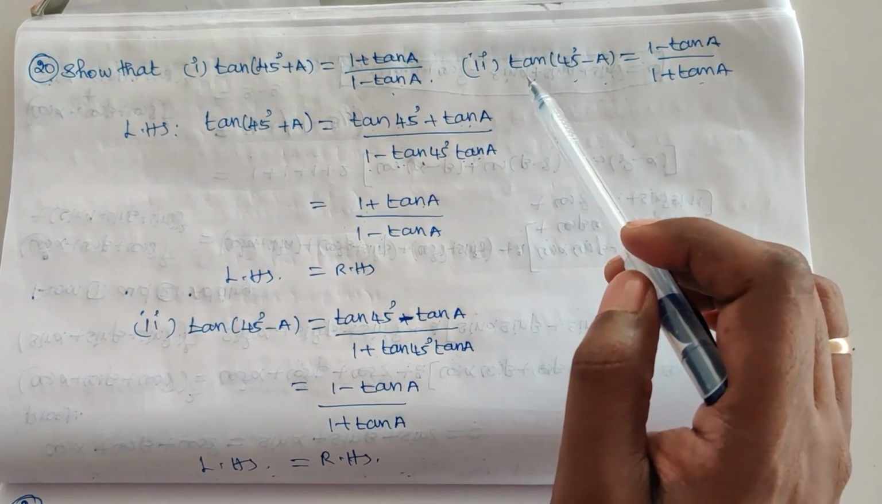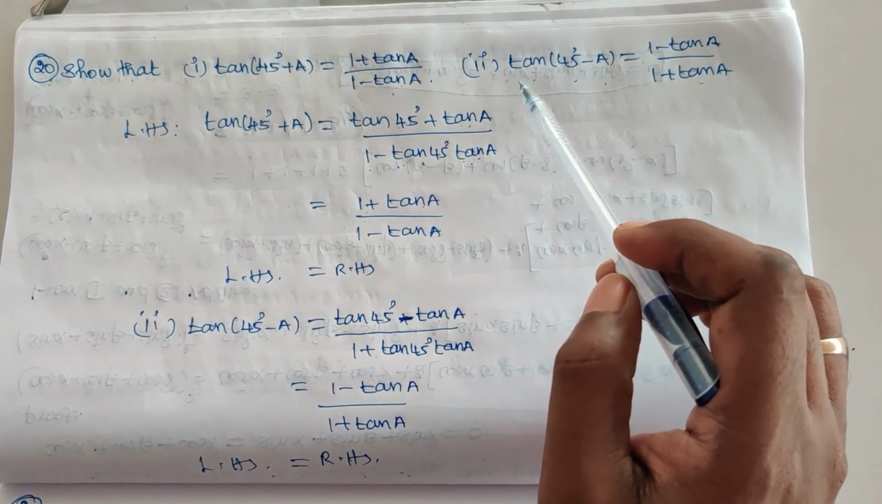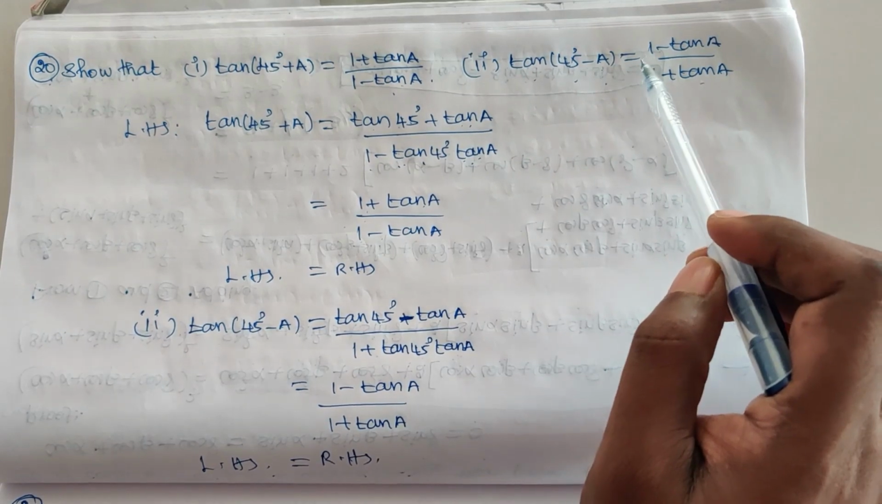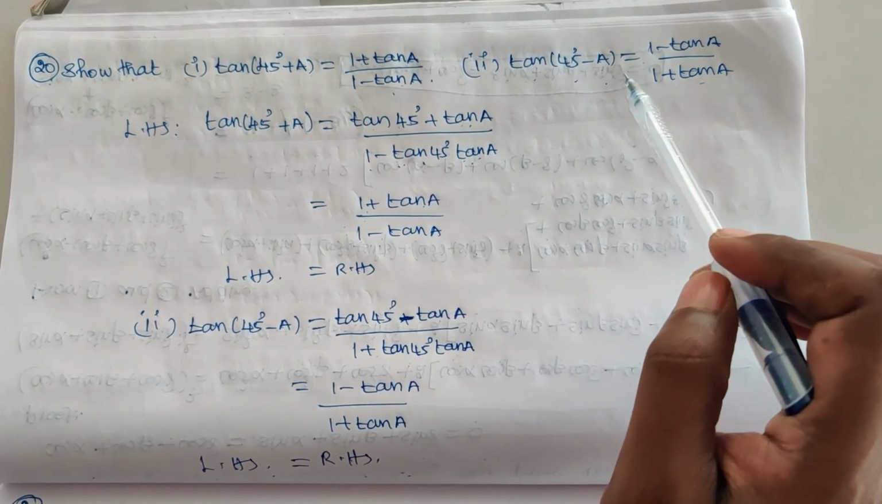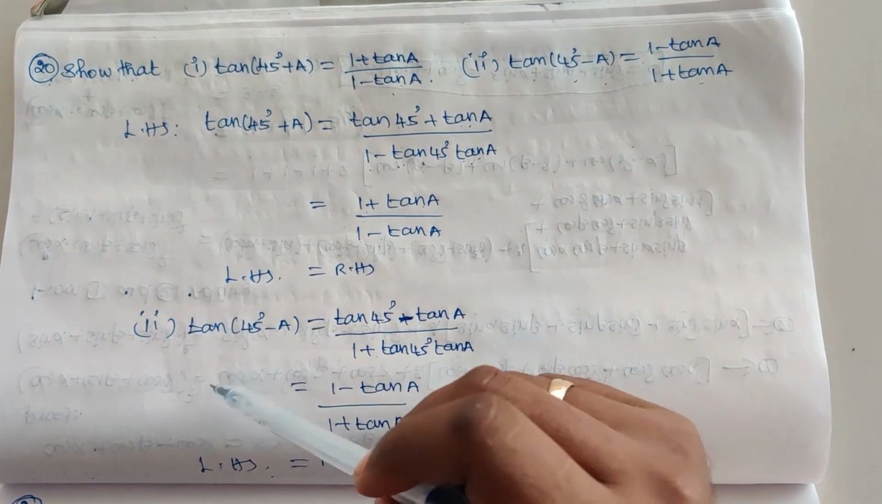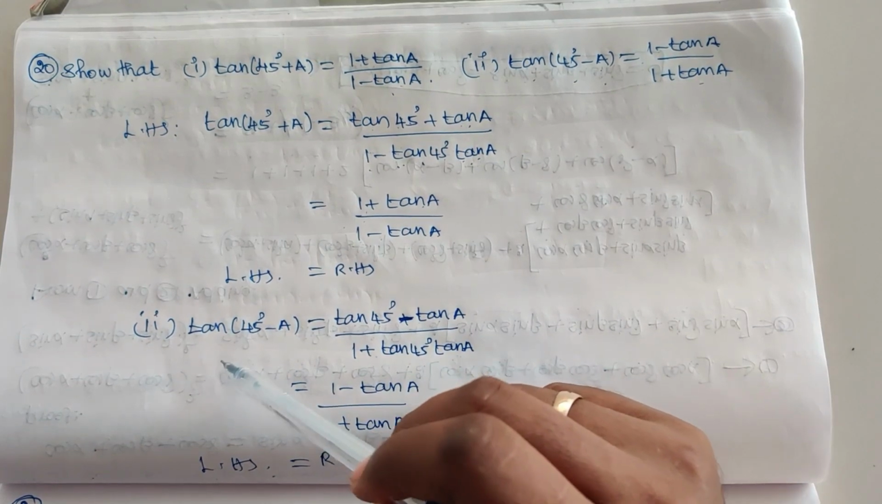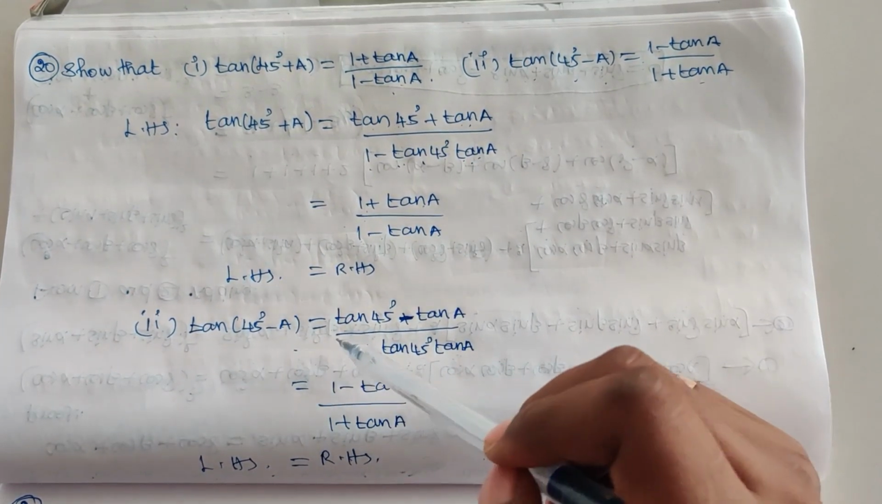Next I am going to take the second subdivision: tan(45 minus a) is equal to (1 minus tan a) by (1 plus tan a). We have to prove that. So first I am going to take that LHS. So tan(45 minus a) is equal to what?